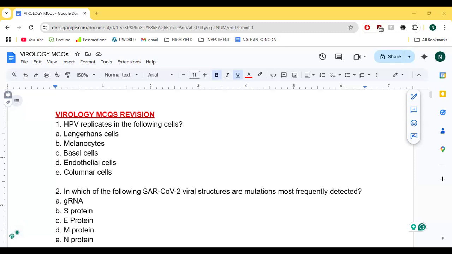If you can remember, when we were doing HPV, we mentioned how HPV replicates. We said there's going to be an abrasion or breakage of the skin. And when this happens, the virus is going to enter the skin, isn't it? So the basal cells, which is the answer, are found in the epithelium. And these are the ones where HPV replicates. I don't know why you said melanocytes, but melanocytes have nothing to do with HPV. Or is it because the melanocytes are found in the epithelium?